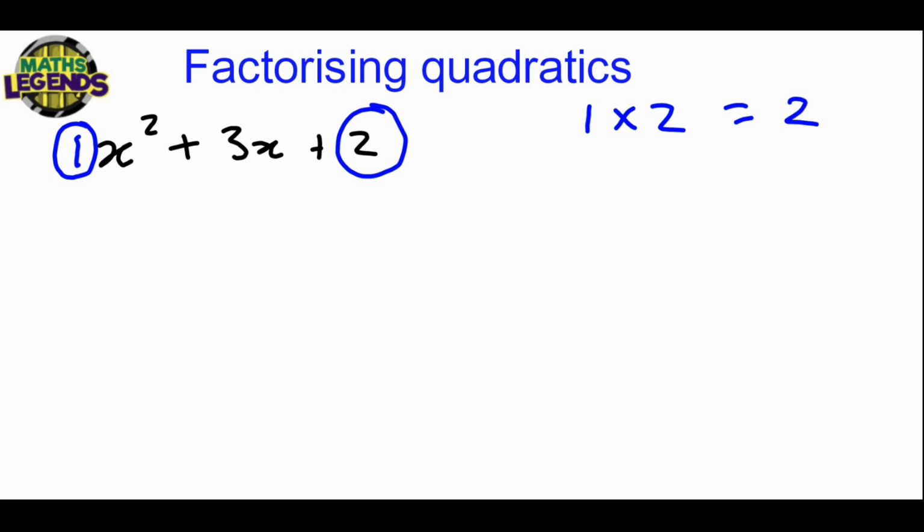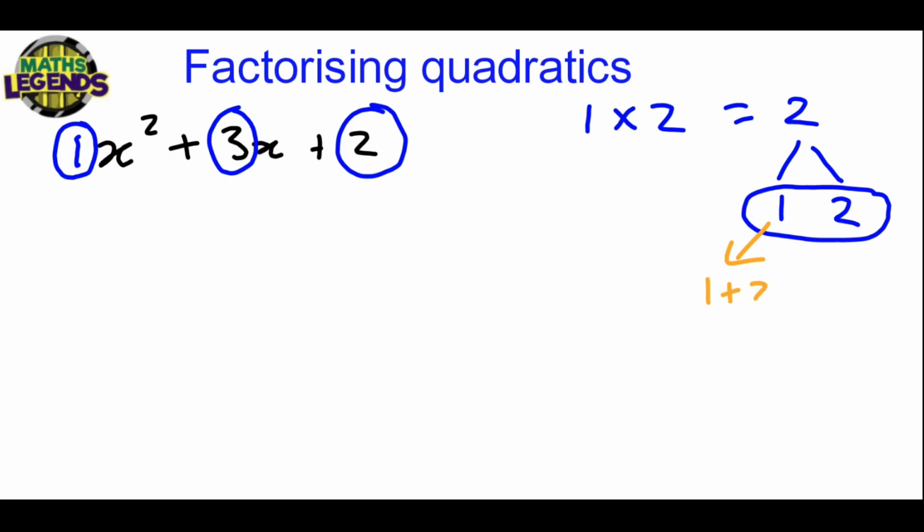Then we write all the factors of 2. So which two numbers multiply to give you 2? So here we got 1 and 2. And then we look at which pair add up to the number in front of x, so 3. So here 1 plus 2 is equal to 3, which is the number we were looking for.